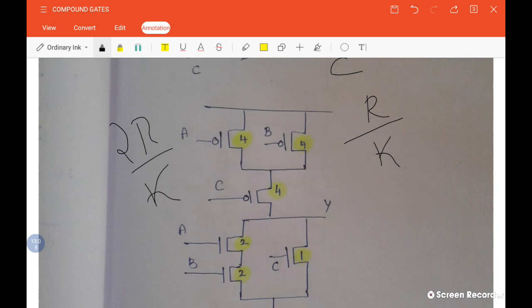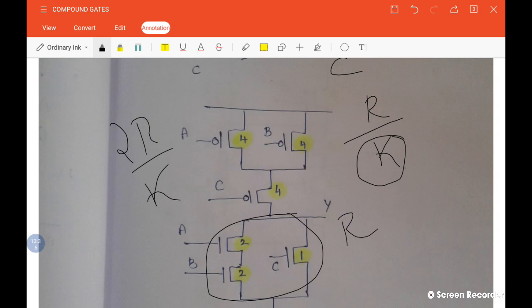So K is nothing but the size of the MOS. For NMOS, whatever size we are choosing, that size value has to satisfy that the entire pull down network's resistance is R. Similarly, the entire pull up network's resistance must be R. So you have to define the size in such a way.